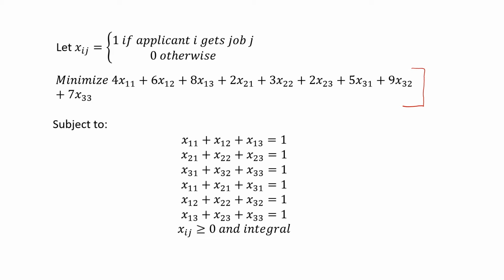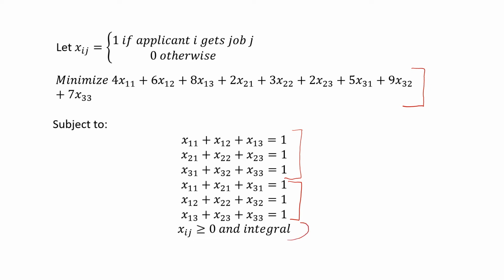Subject to, this is every column has to sum up to 1. So in other words, only one person gets assigned to each job. Sorry, that's every row. So every person gets assigned to only one job. And the last ones are the column conditions. For every column, it means that at most one person is assigned to each job. That's exactly what we're looking for.